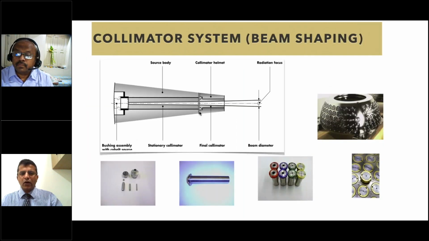So this is how the collimation system of the fixed source geometry gamma knife models looks. We could see this is the source assembly, and there is a primary collimator with a source body, and there is a final collimator with 201 apertures of multiple sizes. They had different beam diameters. They were used for positioning the sources.